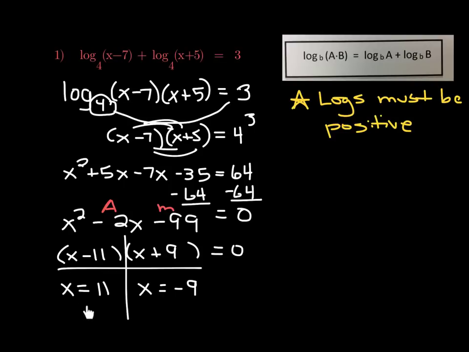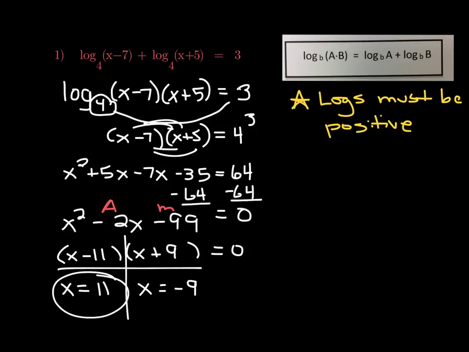So if I take positive 11 and substitute it back in, 11 minus 7 is positive 4. So that's positive. That's good. And then 11 plus 5 is positive 16. So that checks. So we can circle this. This answer is good. All right, now if I plug in negative 9, what we'll see is negative 9 minus 7 is negative 16. We've created a negative.